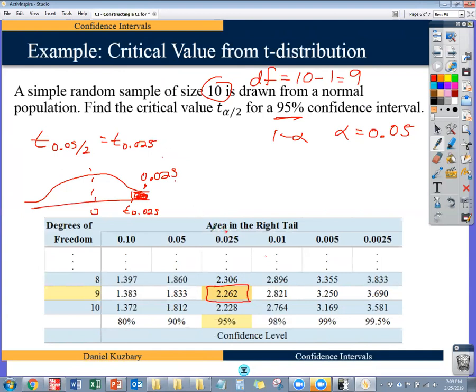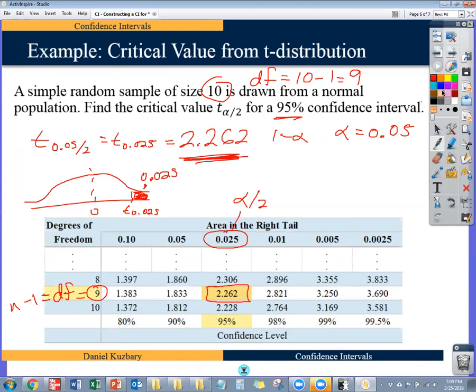So maybe this is a way to think of this. This is equal to alpha over 2. And this is equal to my degrees of freedom, which is n minus 1. You take those two things and find the table entry, and that's your answer. So my t sub alpha over 2 is 2.262. That's my answer. That's how you find the critical values using the table.